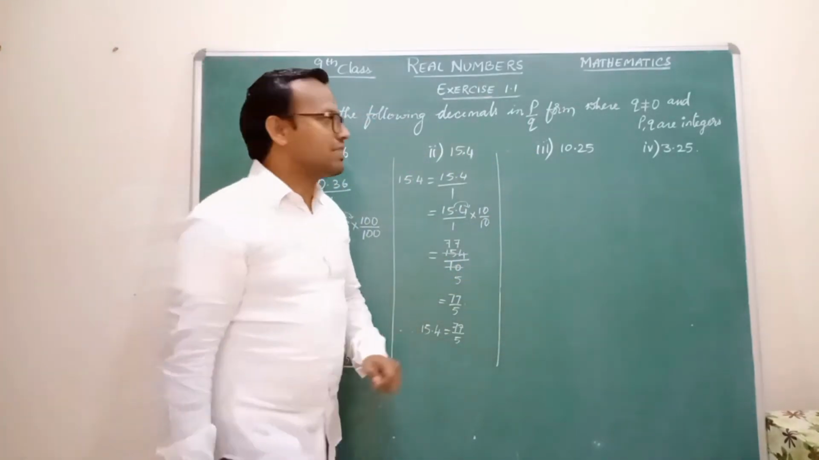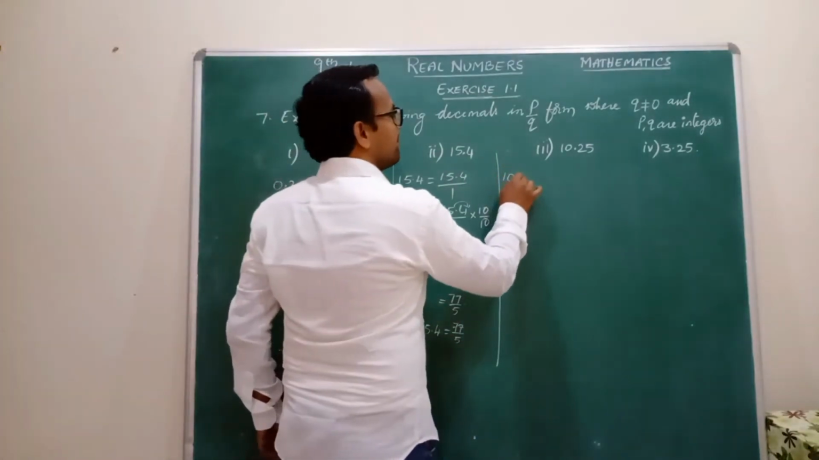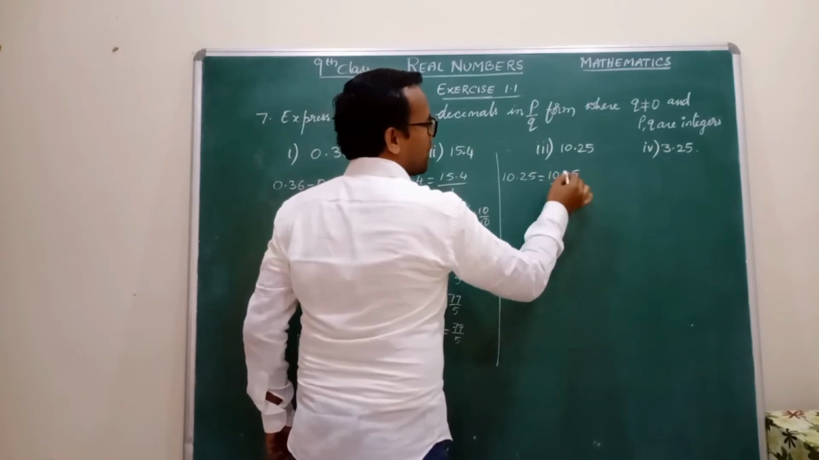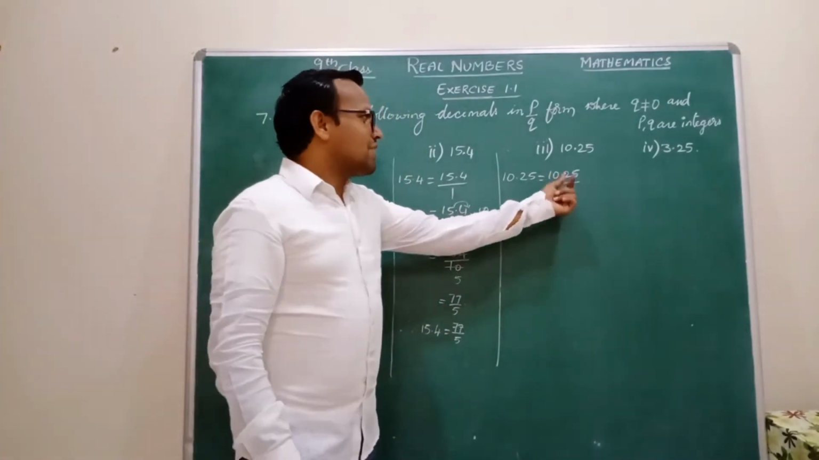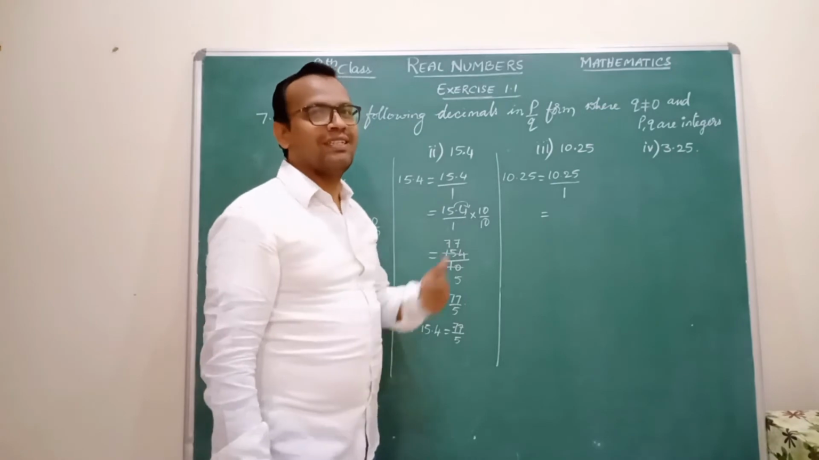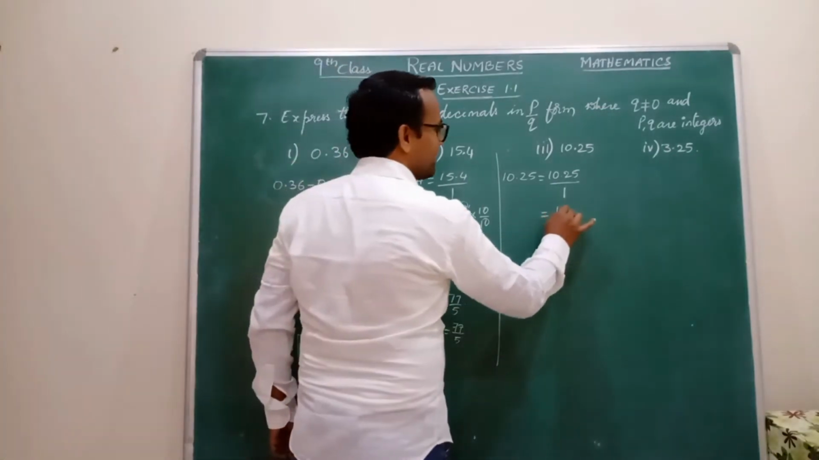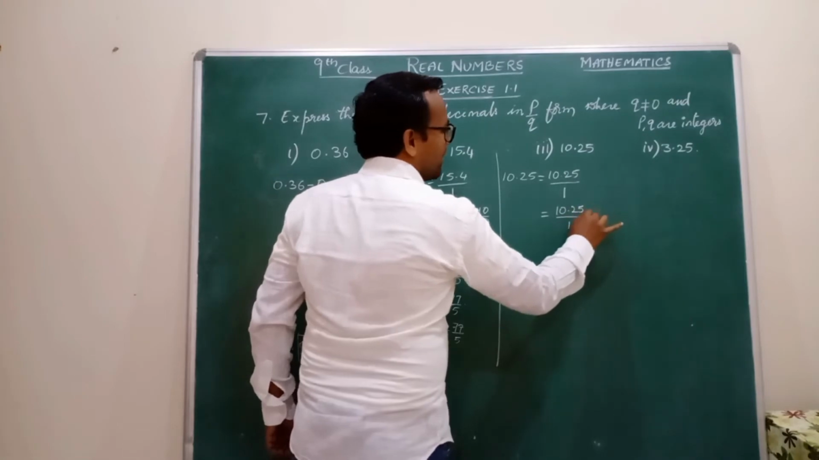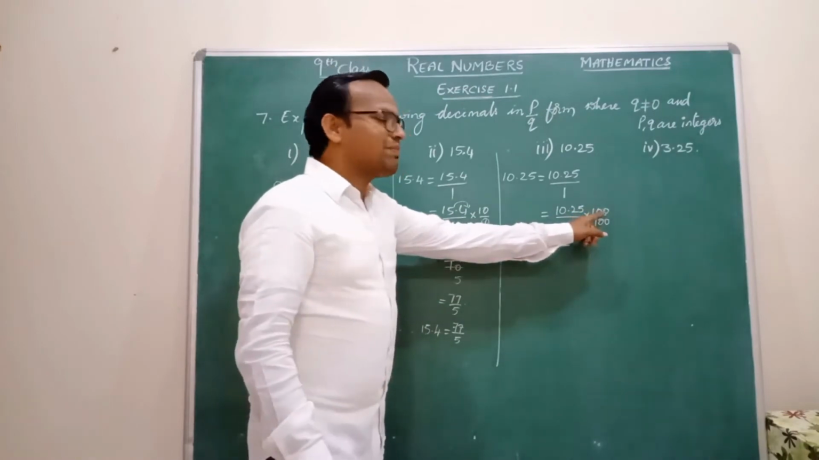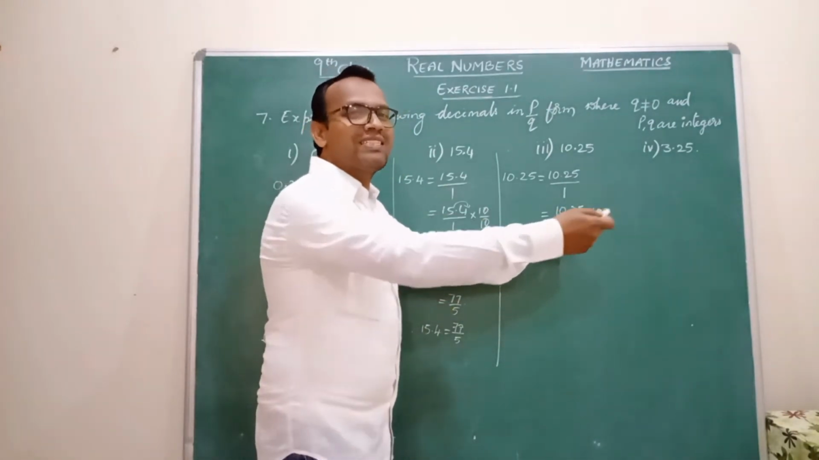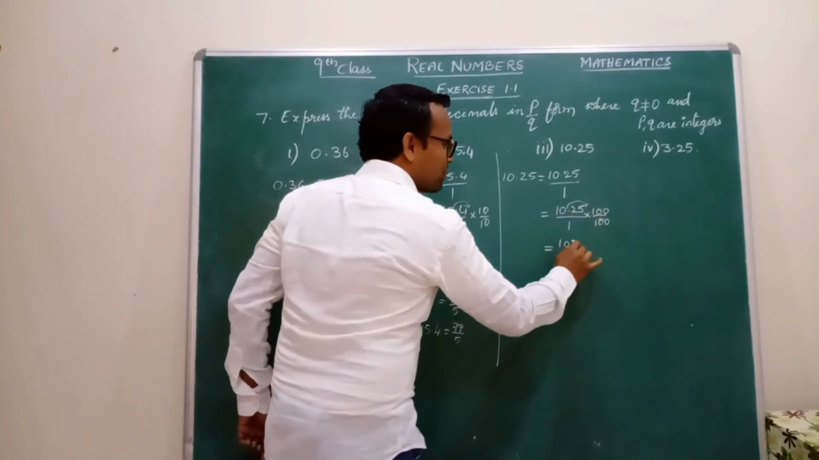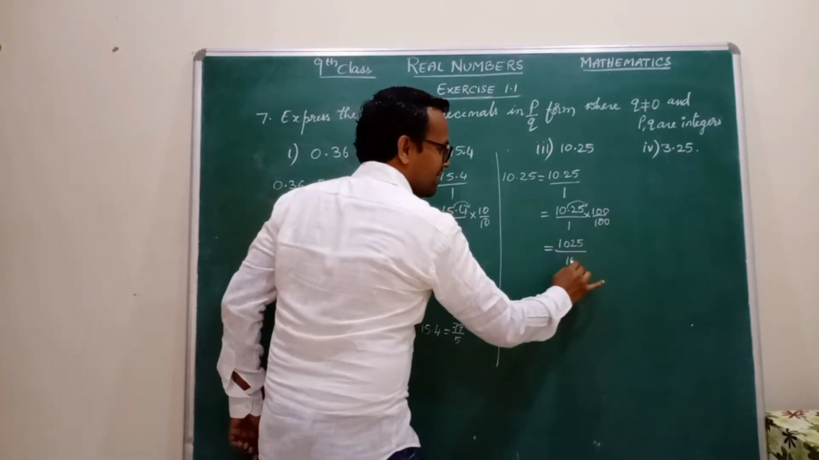Now the third one, 10.25, can be written as 10.25 by 1. Now after the point, two places are there. So 10 power 2, which is nothing but 100. Multiply both numerator and denominator with 100. 10.25 by 1 into 100 by 100. Since we are multiplying with 100, the decimal point moves two places towards the right side. 1, 2, means after 5 it comes. So 1025 by 100.